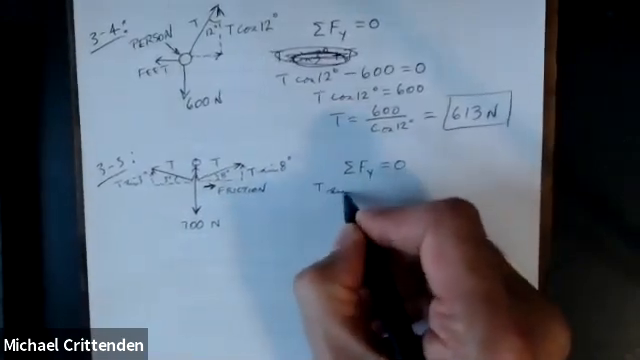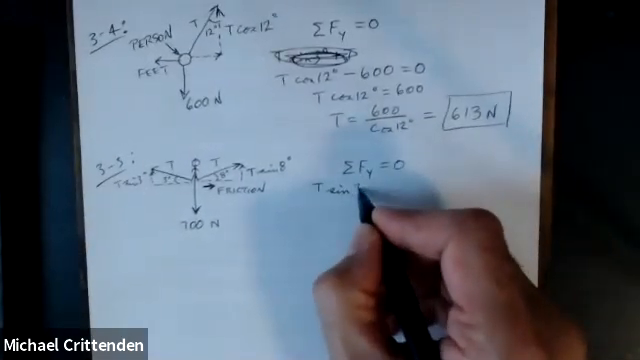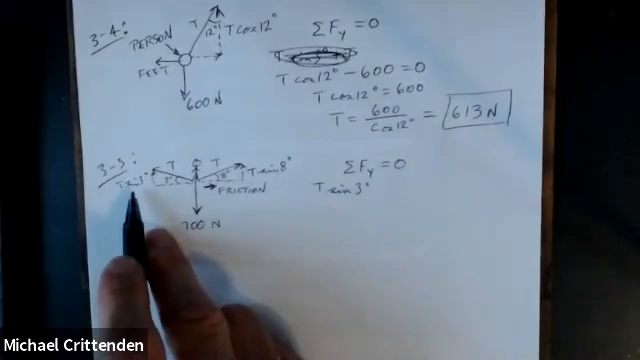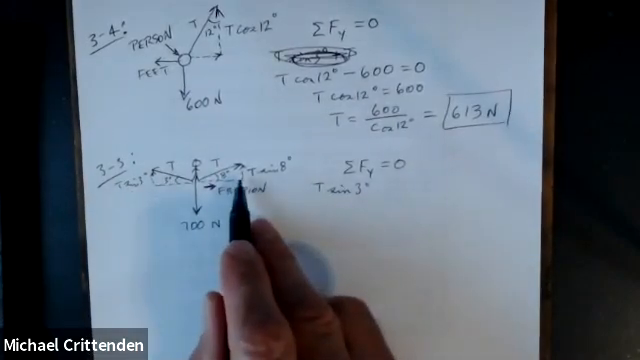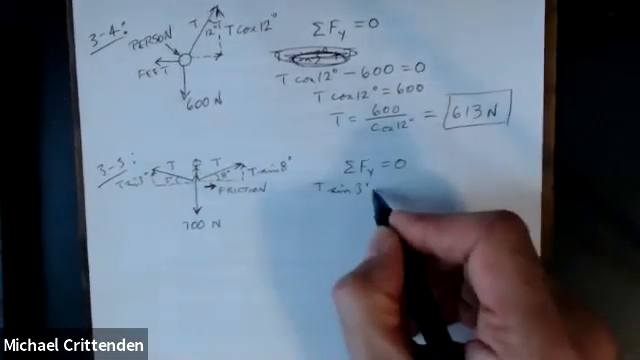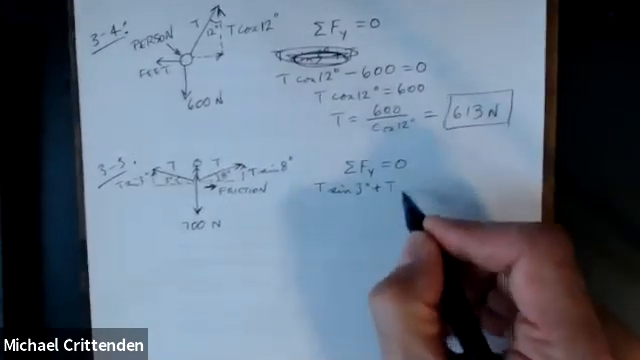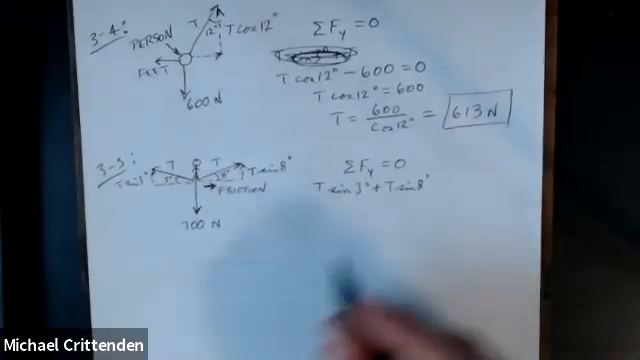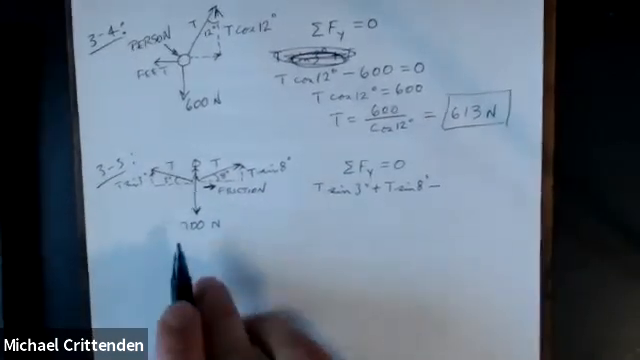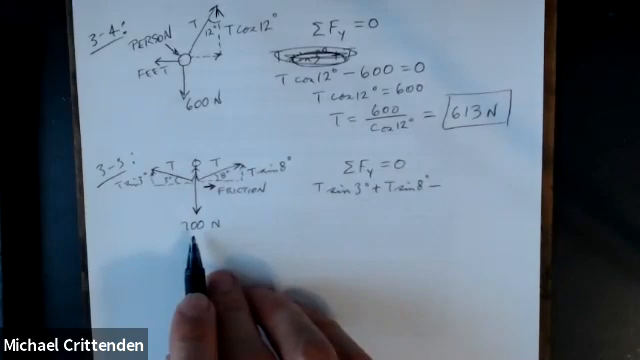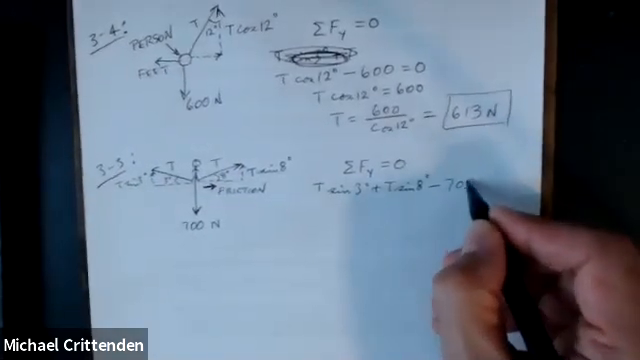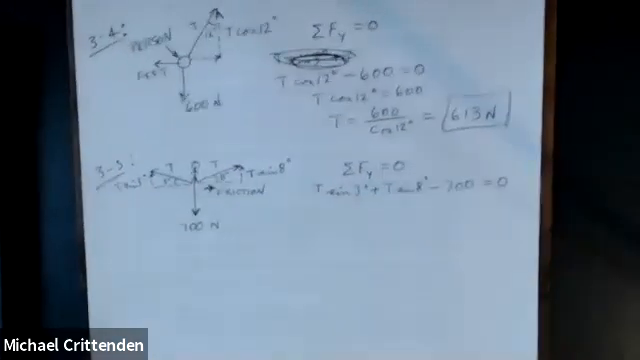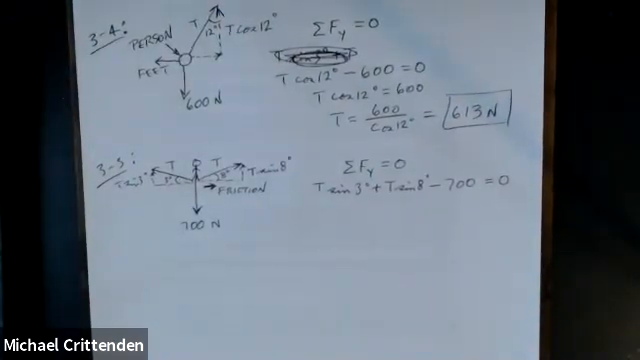T sine of 3 degrees, that's that one. And then there's this arrow, also pulls up, so also positive. T sine of 8 degrees. This one pulls down, it gets a minus sign. Okay, that's where the physics is over, the rest is math.